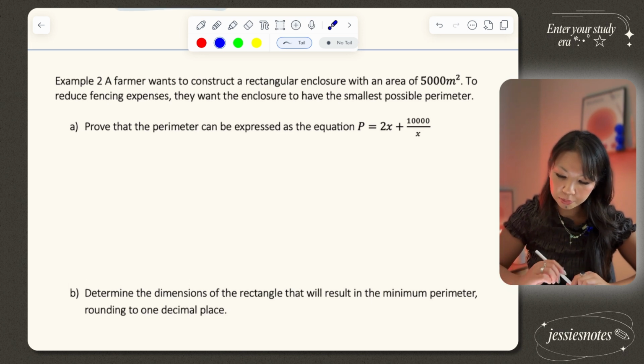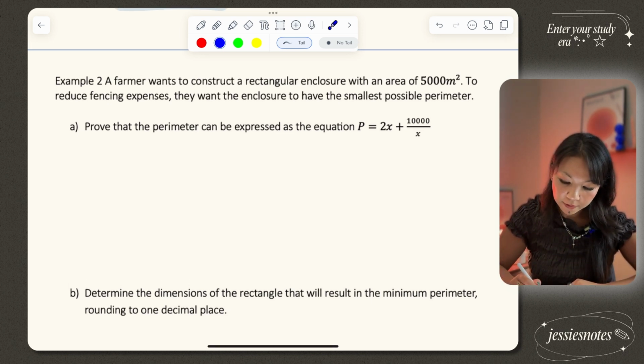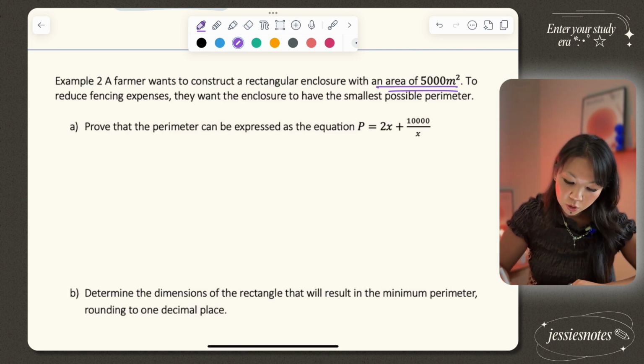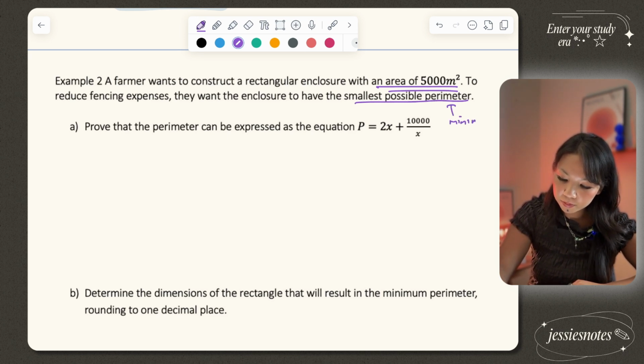So now let's look at example 2. This one here is like a bread and butter optimization problem. A farmer wants to construct a rectangular enclosure with an area of 5,000 meters squared. So this here is a fixed area. To reduce fencing expenses, they want the enclosure to have the smallest possible perimeter. So it looks like we're minimizing the perimeter.